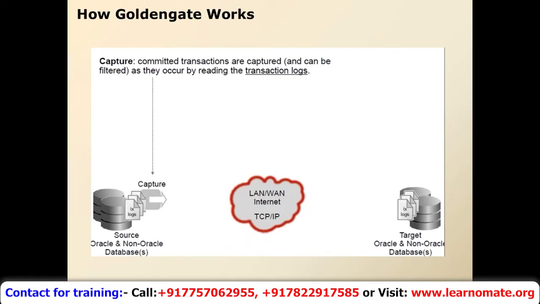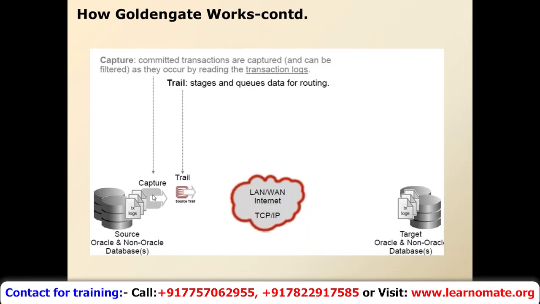So what happens is the GoldenGate capture process captures or extracts the committed transactions from the transaction logs. In case of integrated capture, LogMiner passes on the changes to the capture process. Once the transactions are captured, it writes them to the trail file on the local machine, which is called the local trail.